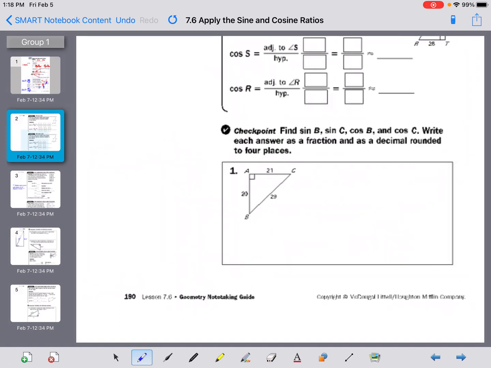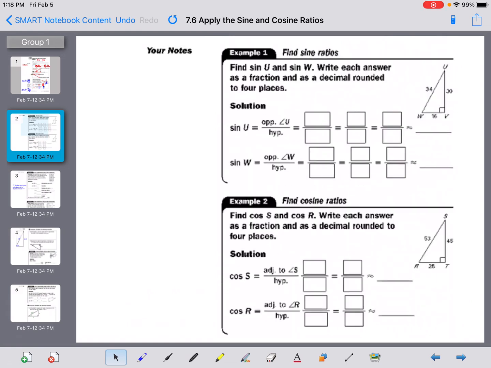All right, so let's go to the second page, and let's just practice writing our ratios. We did this with tangent the other day. We're doing it with sine and cosine, and it's important to kind of see where things are coming from. Okay, so we're going to start here with the sine of angle U. Always go to the angle you're talking about. Otherwise, you're going to get mixed up on your adjacents and your opposites, okay?